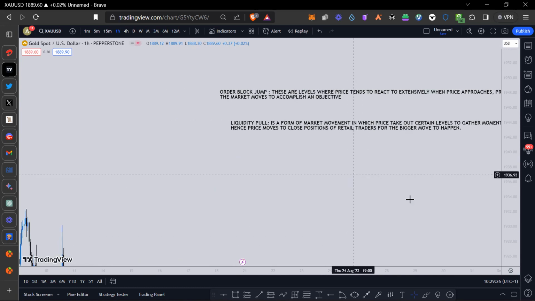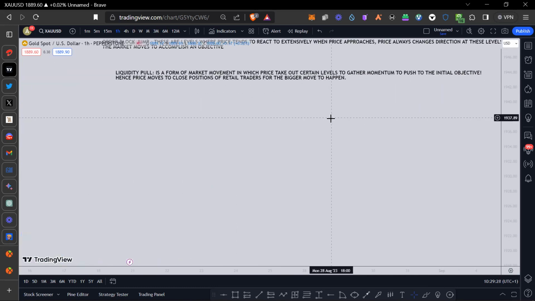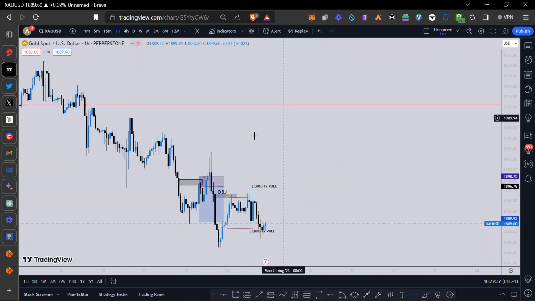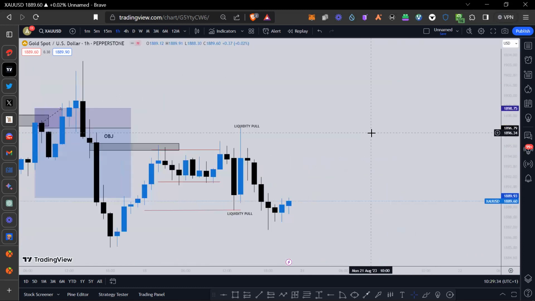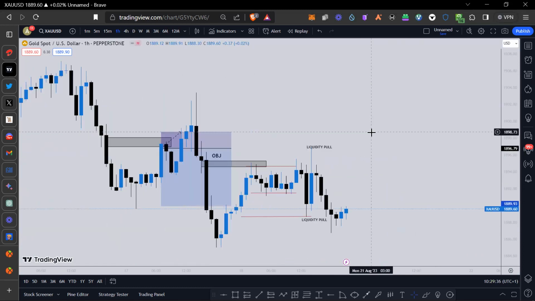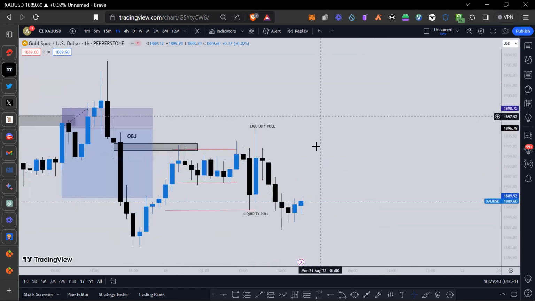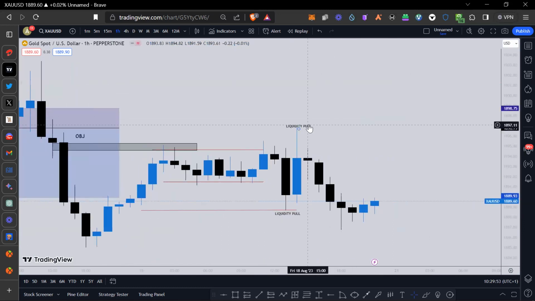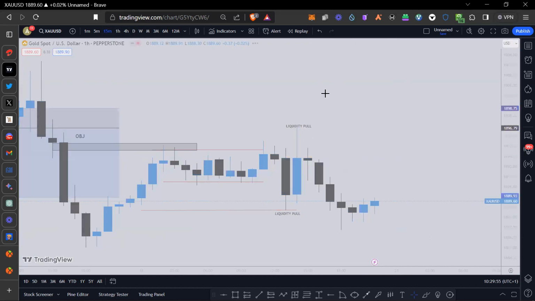So that's a liquidity pool. It's trying to gather momentum to continue its move to the upside or to the downside. So this is what happened here. Since you trade GBP, I believe you saw this move. The liquidity pool usually happens faster due to news and some fundamental reasons as well. So this is a liquidity pool.